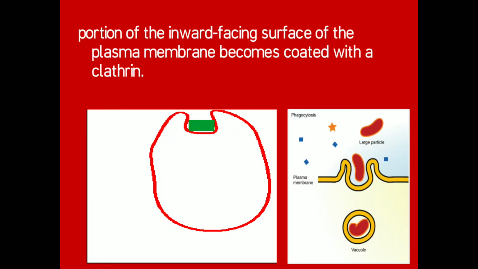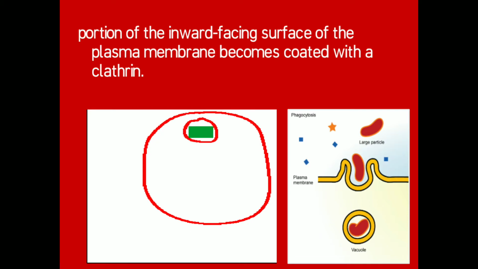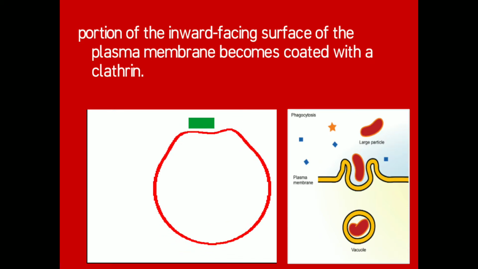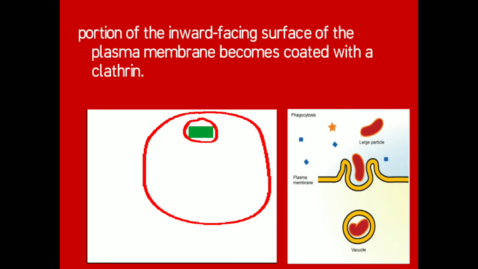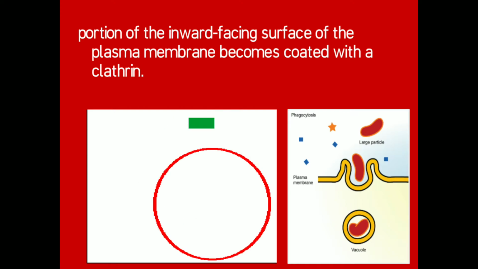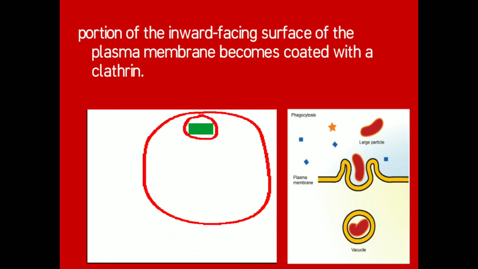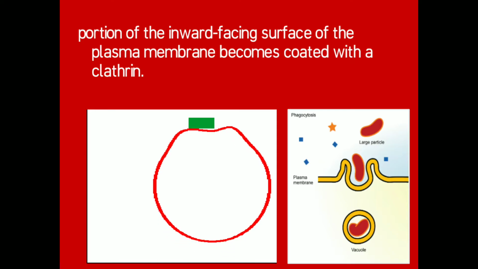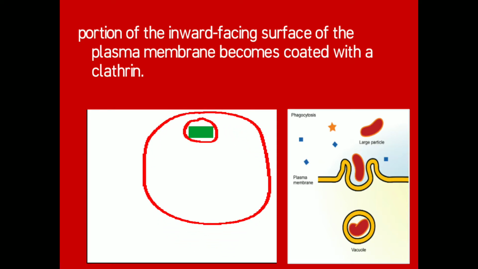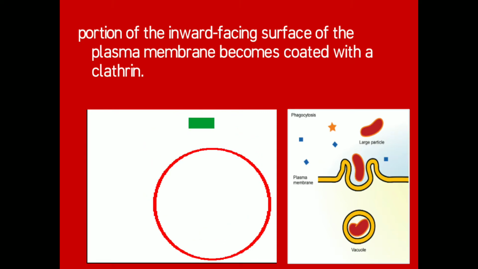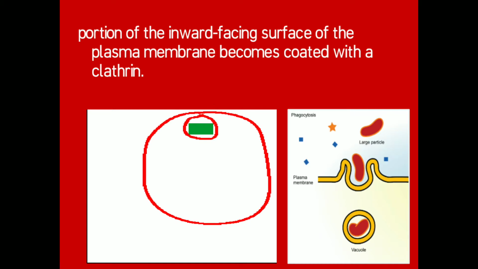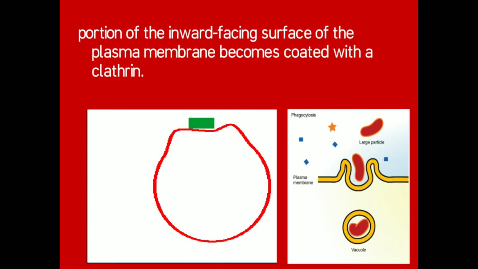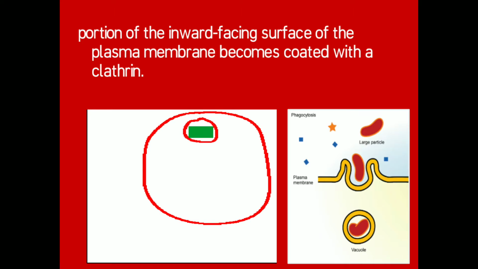In preparation for phagocytosis, a portion of the inward-facing surface of the plasma membrane becomes coated with a protein called clathrin, which stabilizes this section of the cell membrane. Clathrin is a protein that plays a role in the formation of coated vesicles. The coated portion of the membrane then extends from the body of the cell and surrounds the particle, and then eventually closes it.